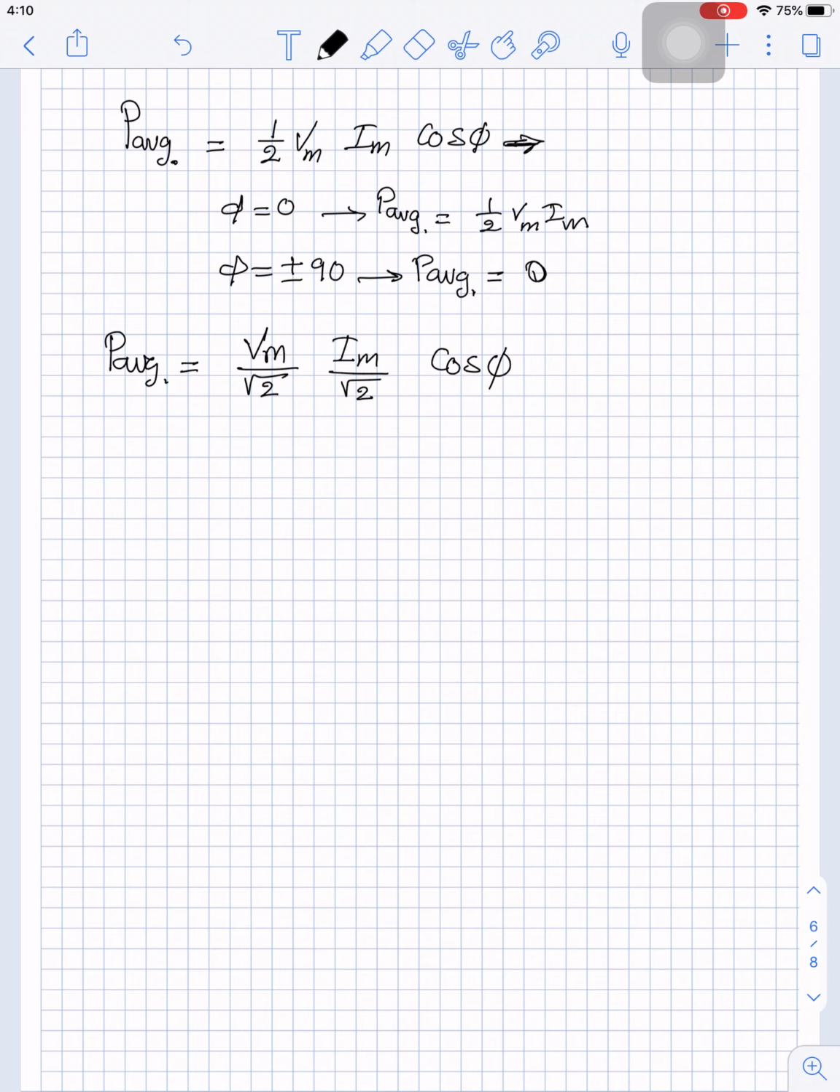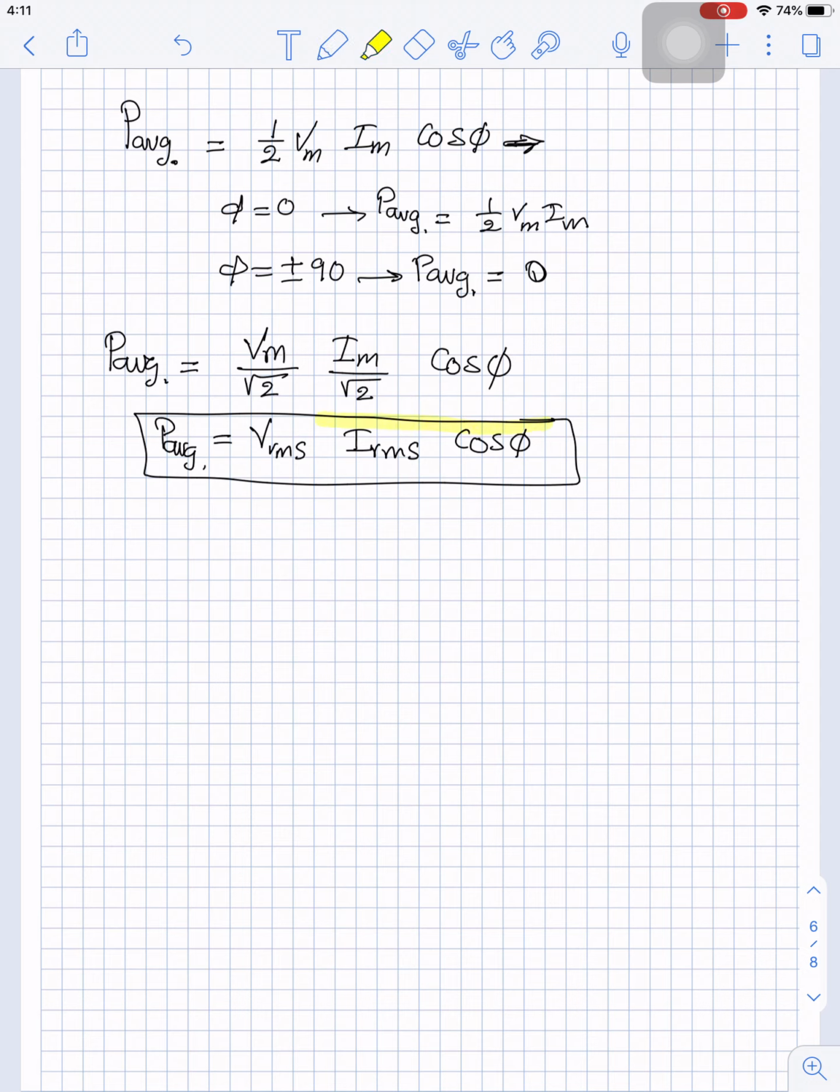So it's V max divided by root 2, I max divided by root 2, multiplied by cos phi. We called V max divided by root 2 as V RMS, and we called I max divided by root 2 as I RMS, cos phi. And this will be P average, the average power of the AC power, which is a time varying power with this average. The unit for this, we will discuss later on. Let's keep it P average.